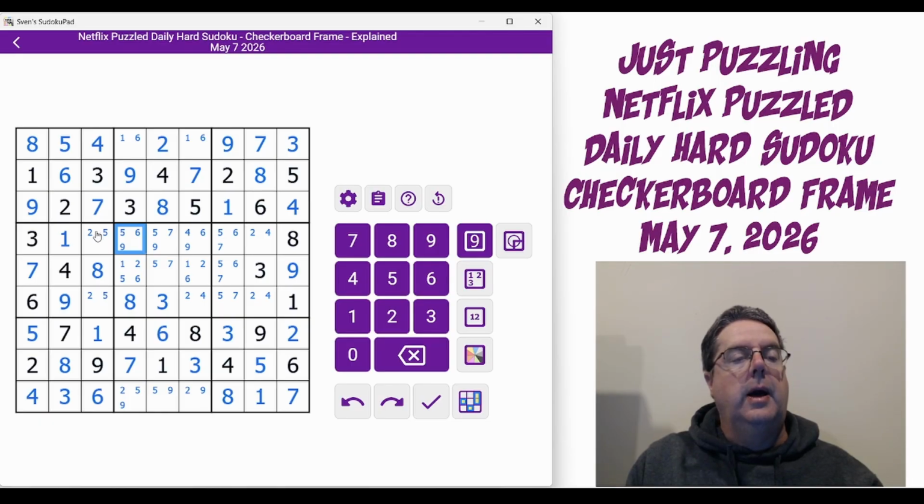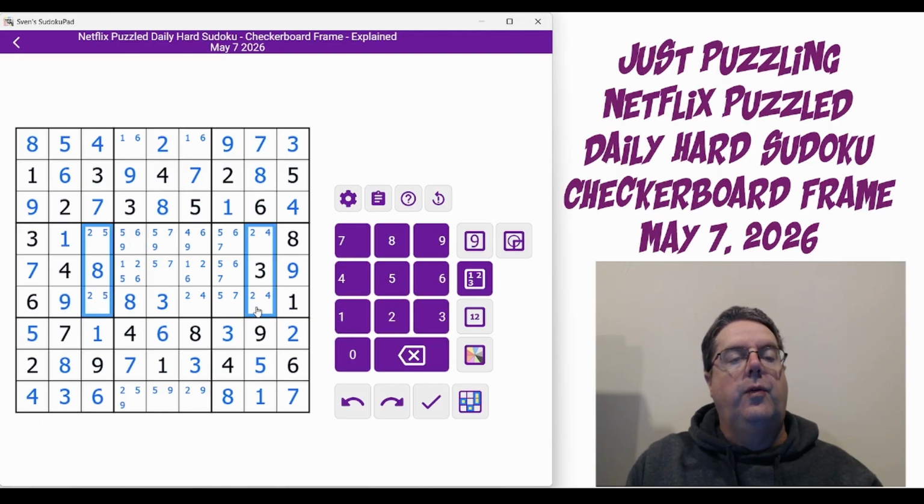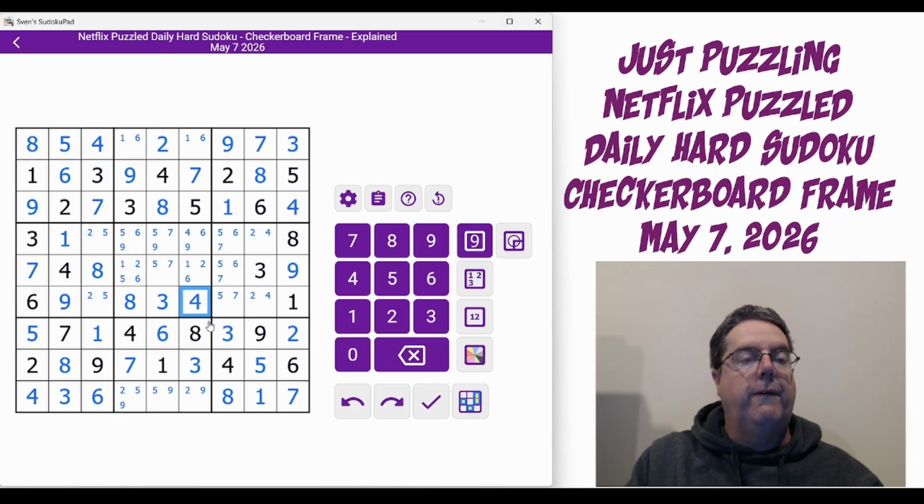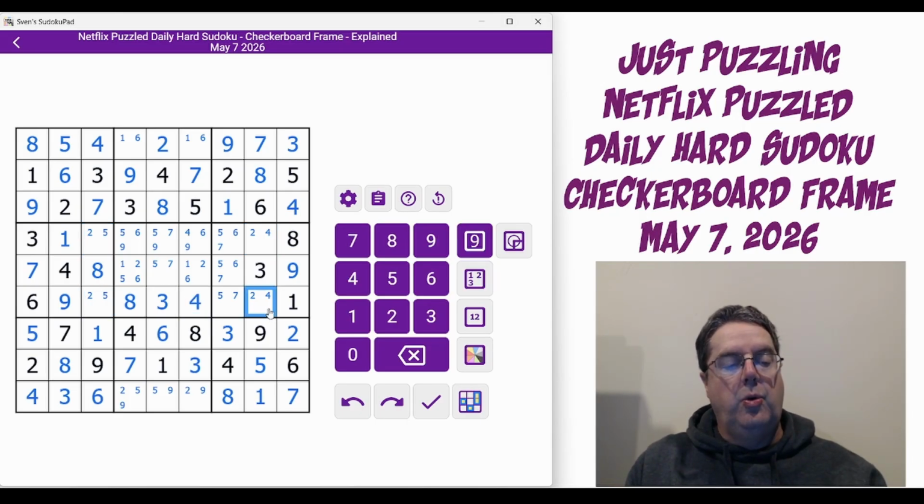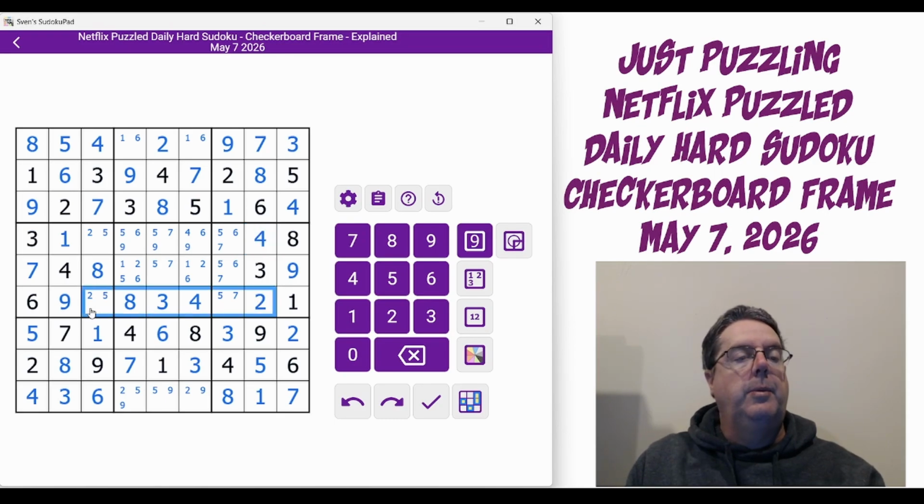So this here is an X-wing. 2, 4 and 2, 4. So 2's here. This is an X-wing here with the 2's because there's no other spots there. So that means across here, this can't be a 2. So it's going to be a 4. This is going to be a 2 here, leaving this to be a 4. 2 comes across here, so 5 is here, leaving this to be a 2 here.